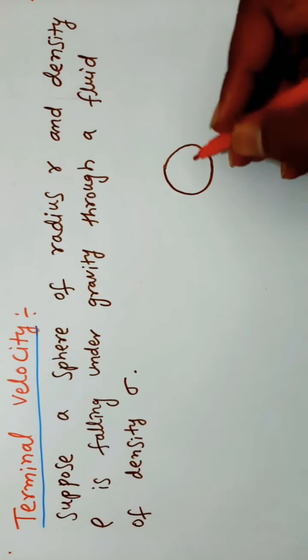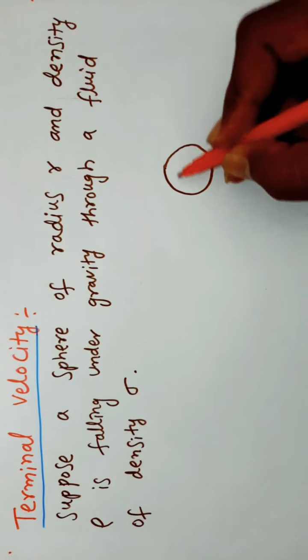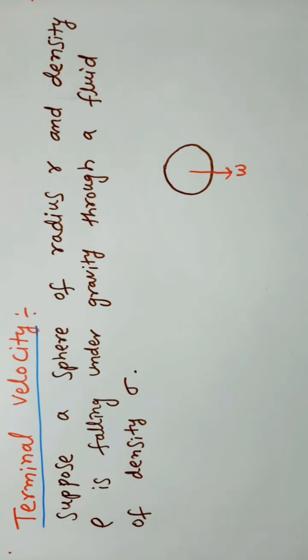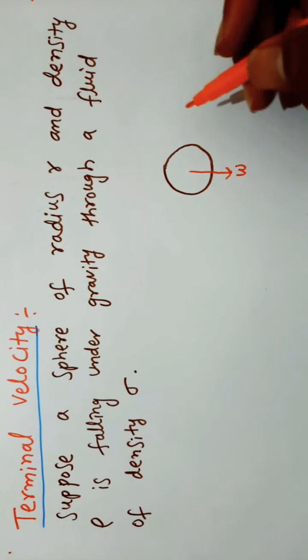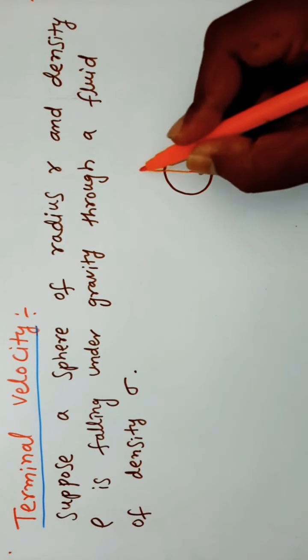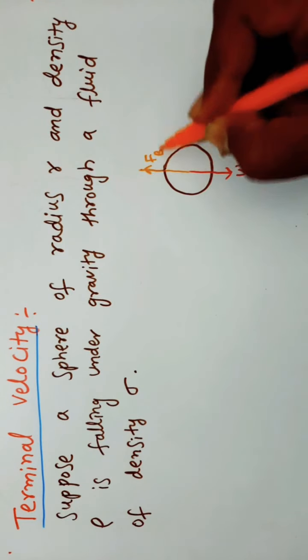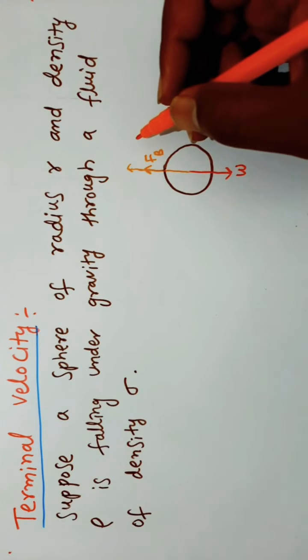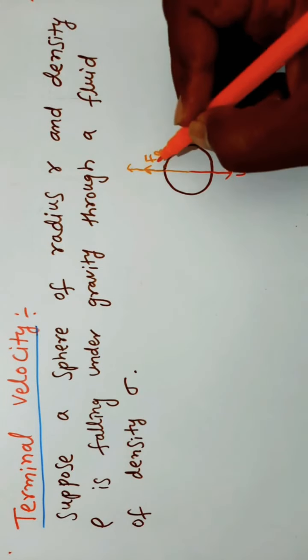One is the weight of the sphere acting downward, that is W, and the second one is the force of buoyancy acting upward, and the third force is the viscous force of the fluid acting upward.